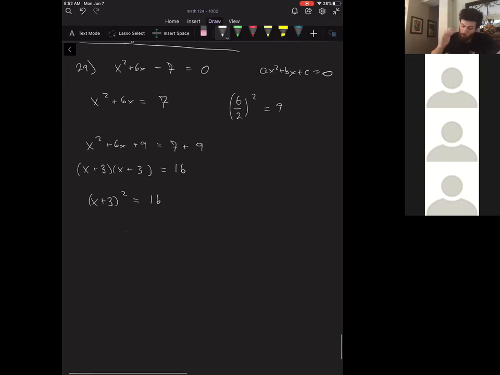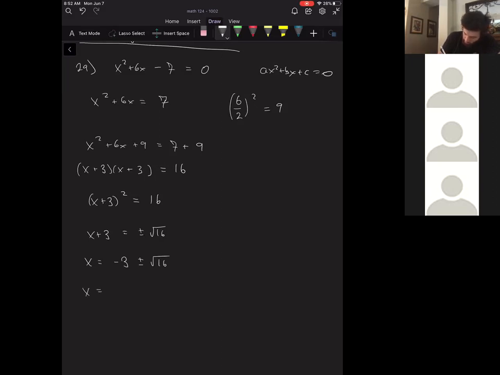But now, we have something squared is equal to 16, so we get to take the square root of both sides. So this is telling us that x plus 3, just taking the square root of the left-hand side, because then the square is going to go away, is going to be plus minus the square root of 16. So what we have is x is going to be equal to minus 3 plus minus the square root of 16.